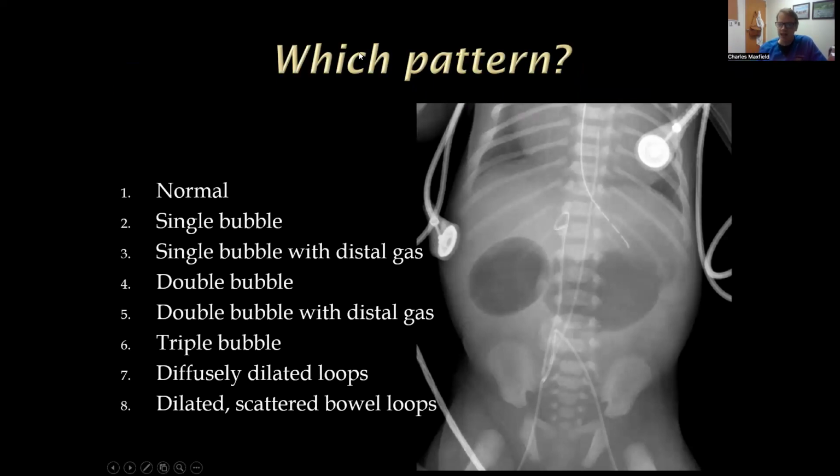So I've designed this kind of as an interactive talk. If anybody wants to turn off their mute and speak up, that's fine, but I'll assume that no one's going to on Zoom, so I'll just talk through it. But here, I'll give you a second to think it out though. Which of these 8 patterns is this x-ray here?